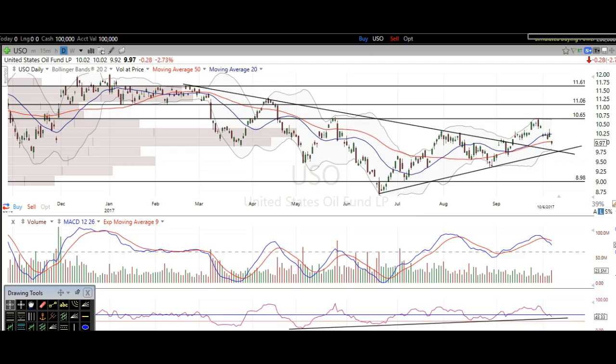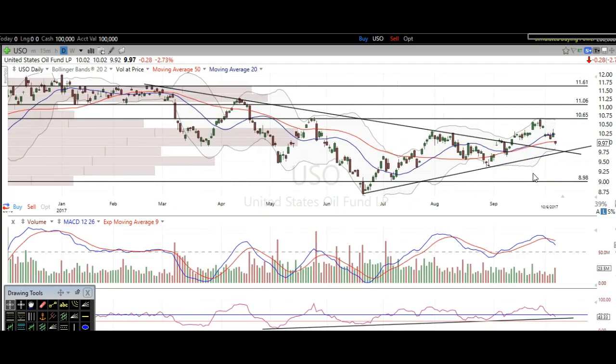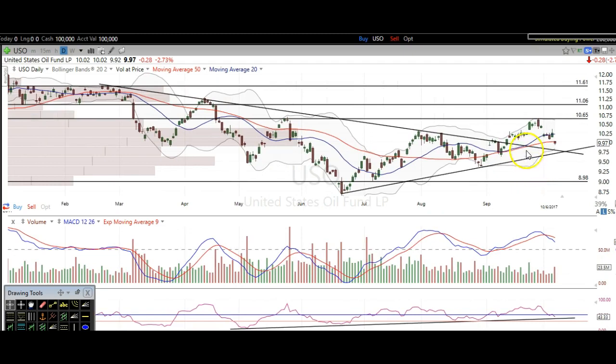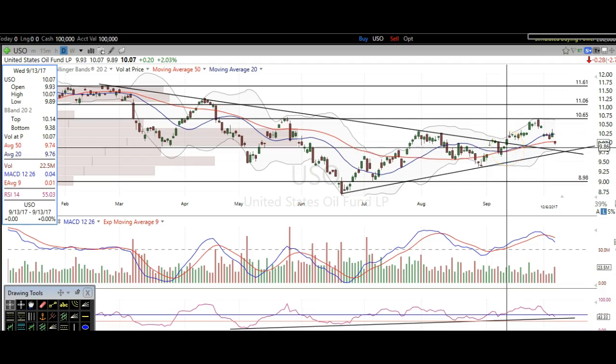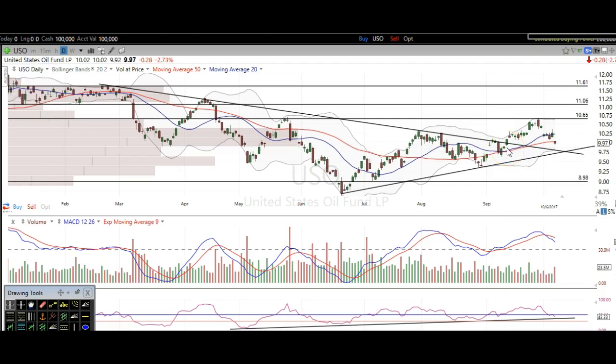All right, so let's take a look at this oil chart here. If you've been following along here on USO, you know that we called for the breakout since we broke over this trend line right here on that day. That was on September 13th, about a month ago, and we called for the breakout. We were targeting right here as the first target, 1065.